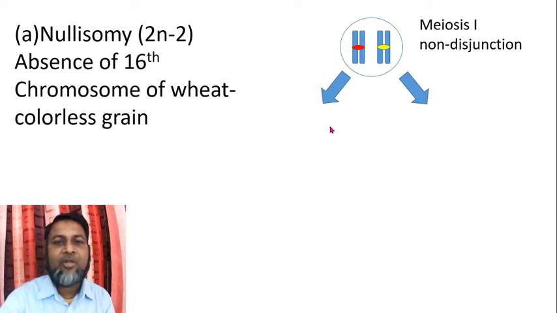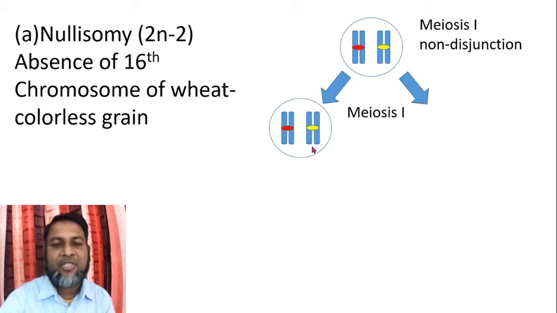In this example, we see that in case of meiosis 1, both chromosomes come to one gamete, but the other gamete or other cell has no chromosome. It is known as Nullisomy, when a set of chromosomes or homologous chromosomes is absent in a cell or in a gamete.